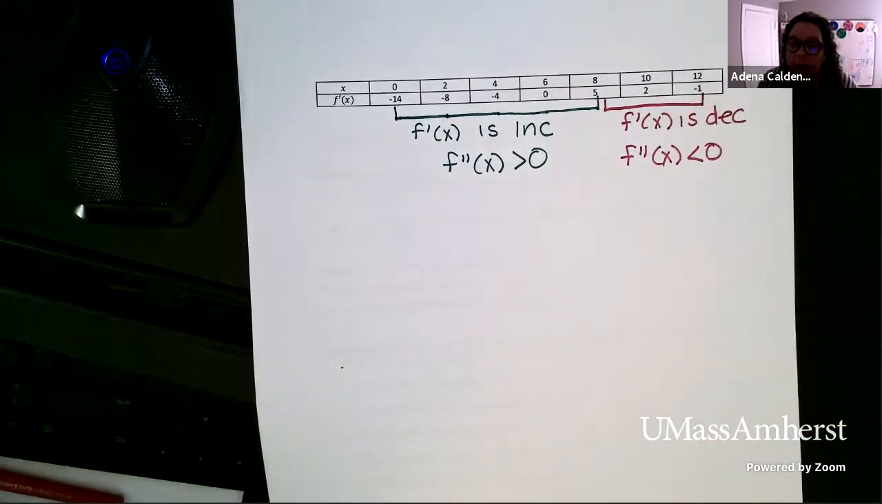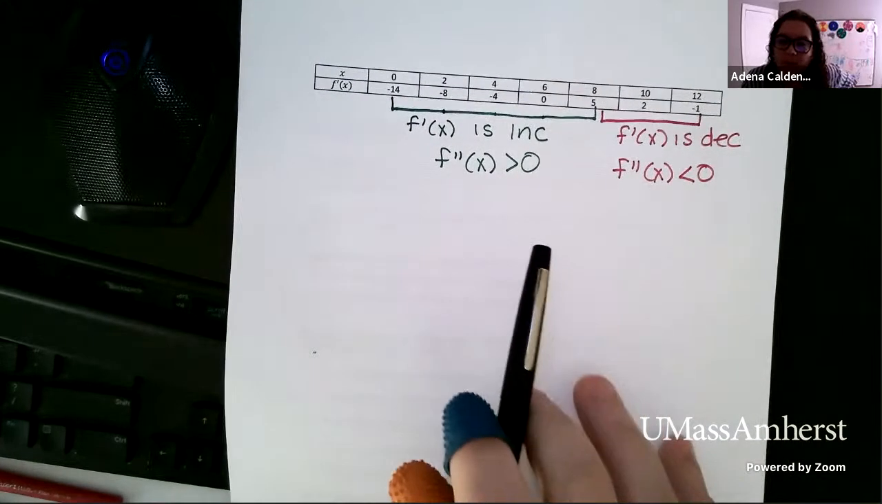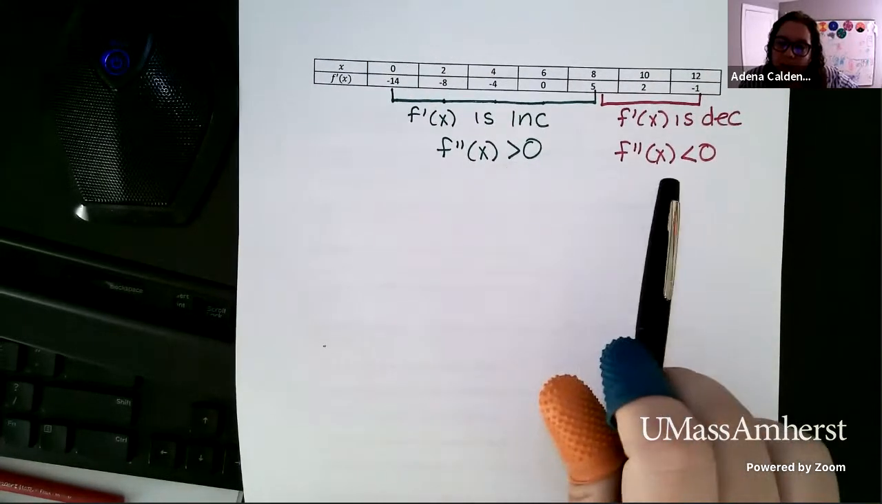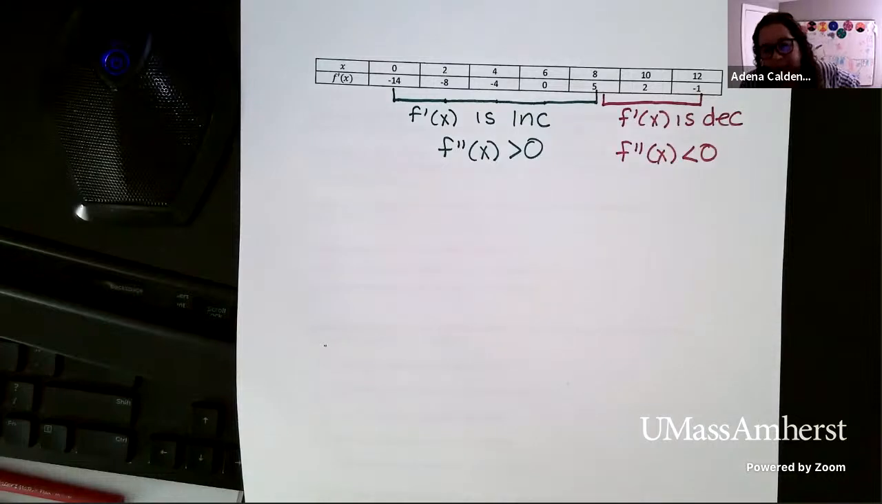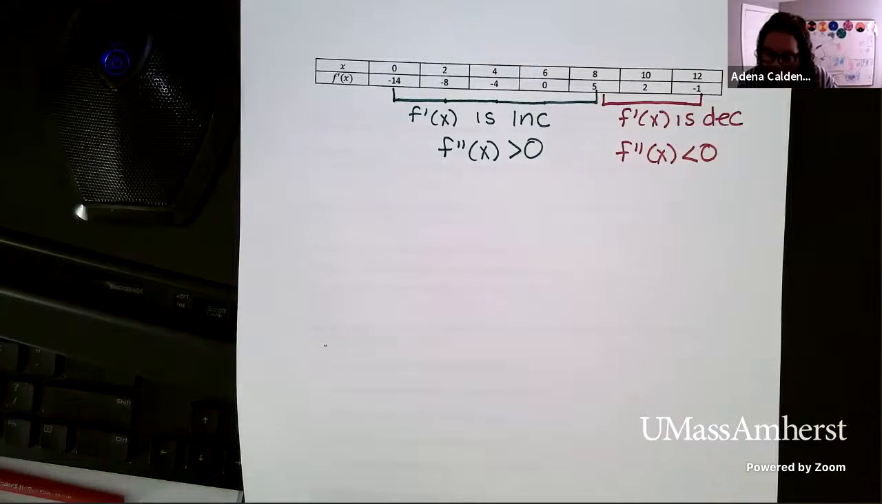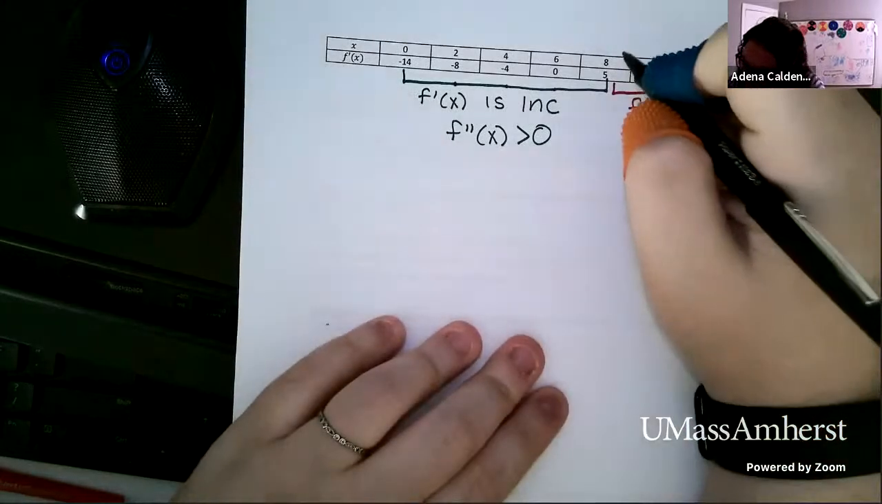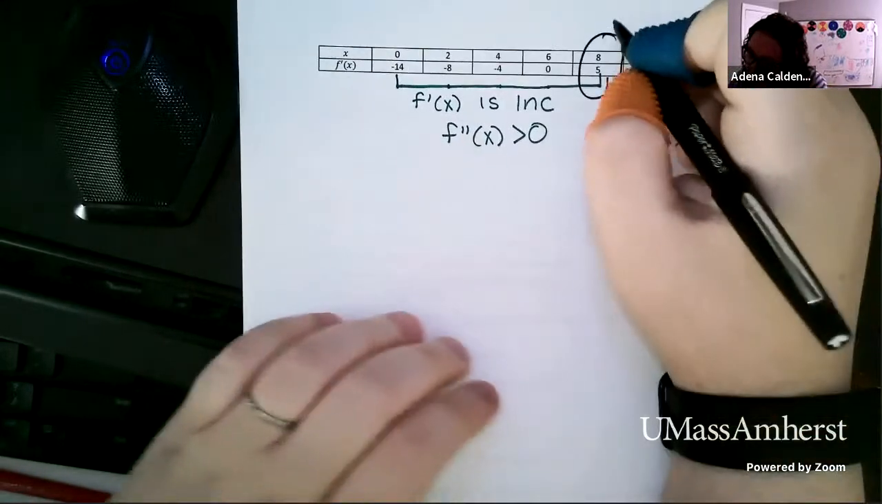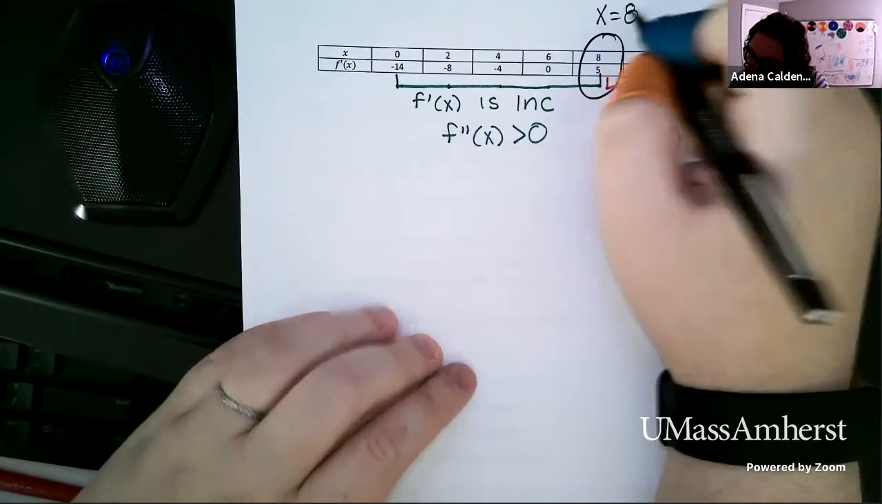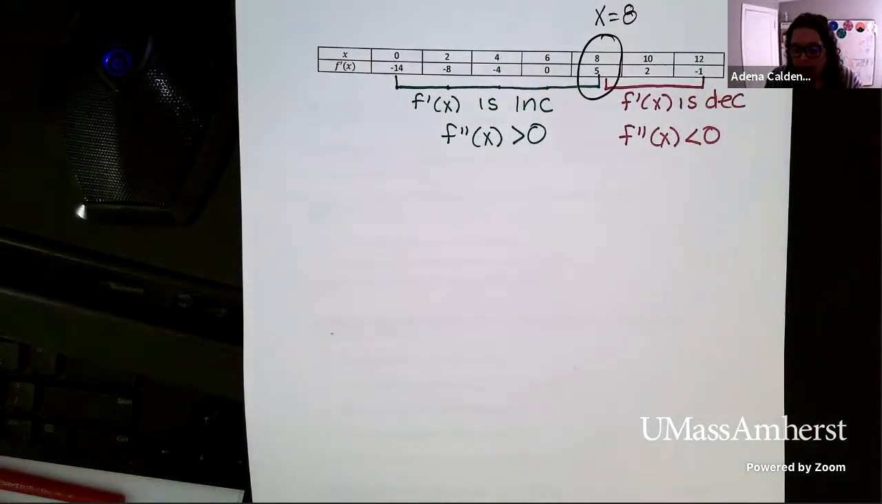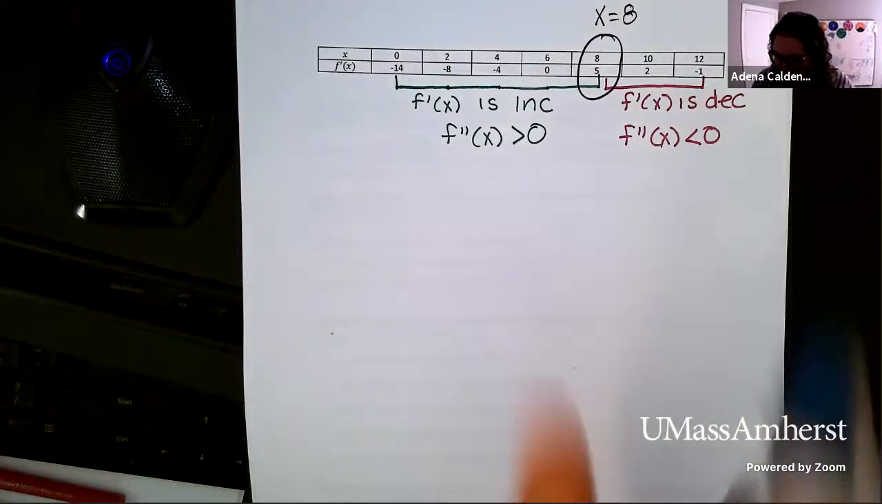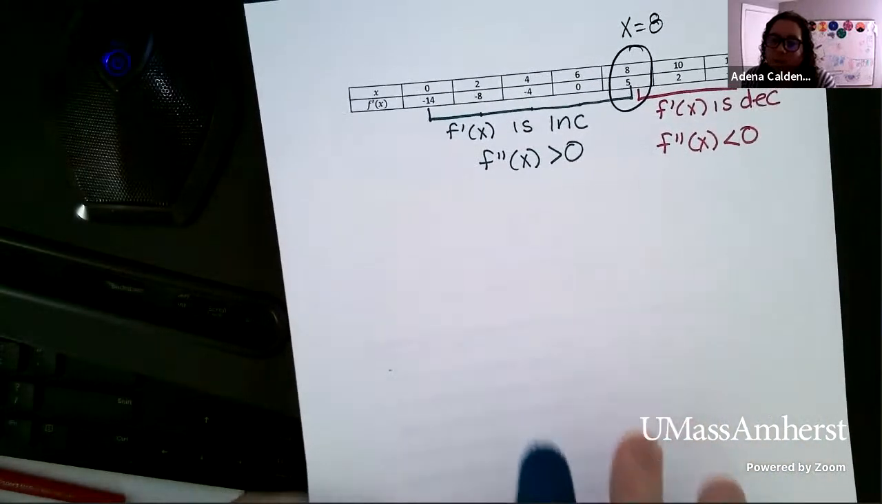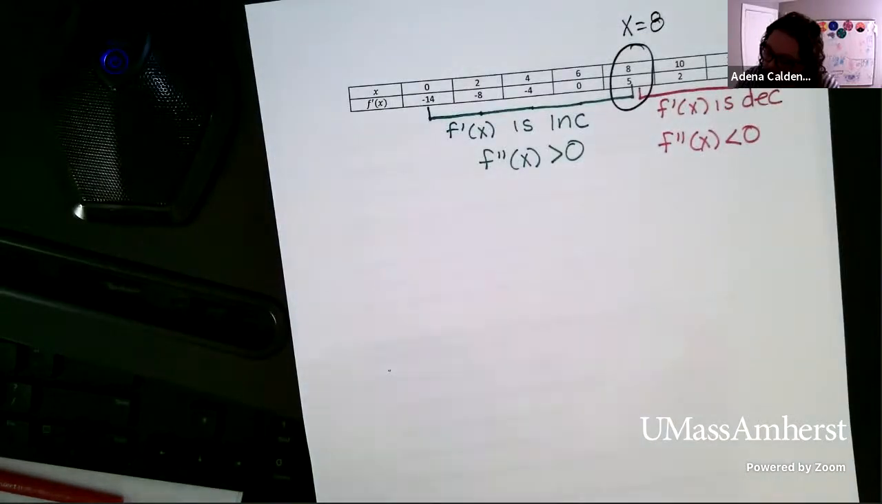Now, what I need to remember is that in order for my second derivative to change from positive to negative, it's going to have to go through a 0, right? And so where we change from positive to negative or negative to positive is the likely spot for our inflection point. And for this particular problem, that happened at x equals 8. So at x equals 8, I changed signs based on the information I have. And so that is where I have my likely inflection point.